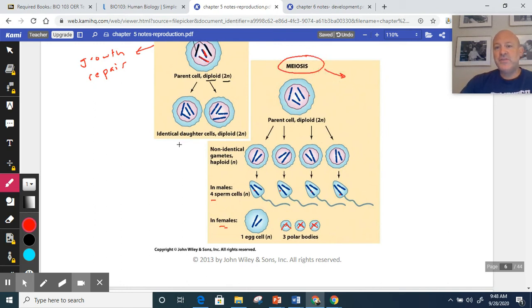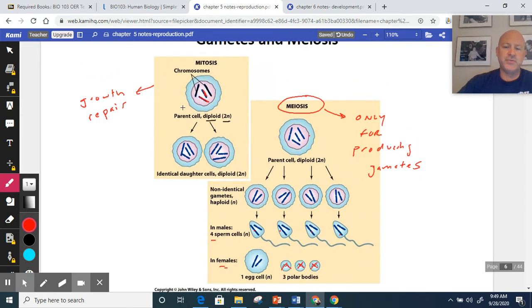This type of cell division is only for producing gametes. That's it. That's the only time we see it. All the other cell division in the body that's happening is mitosis.